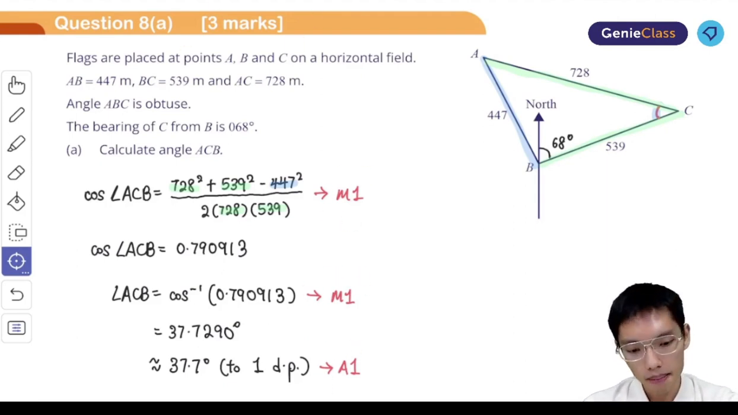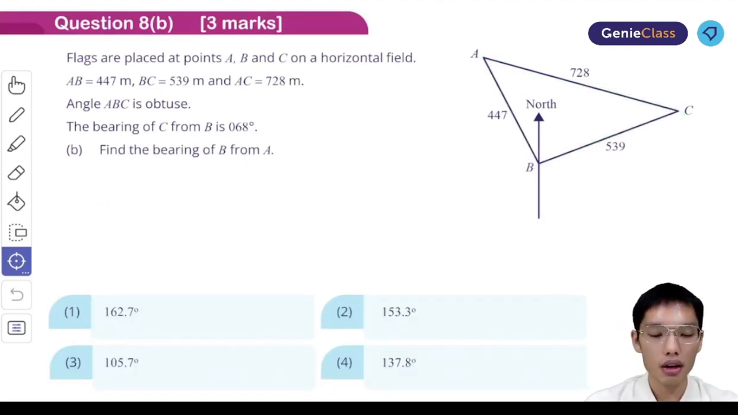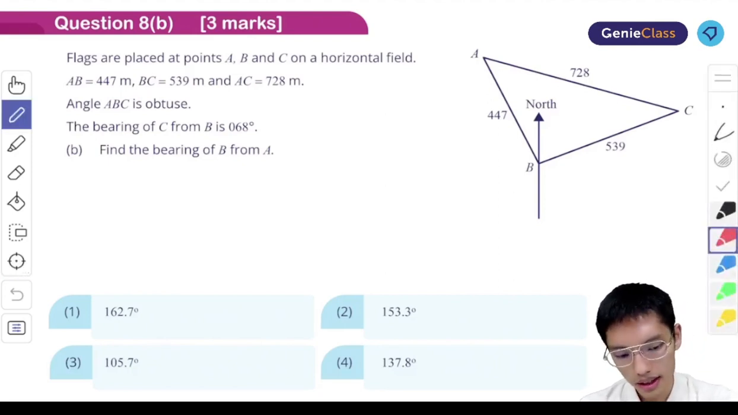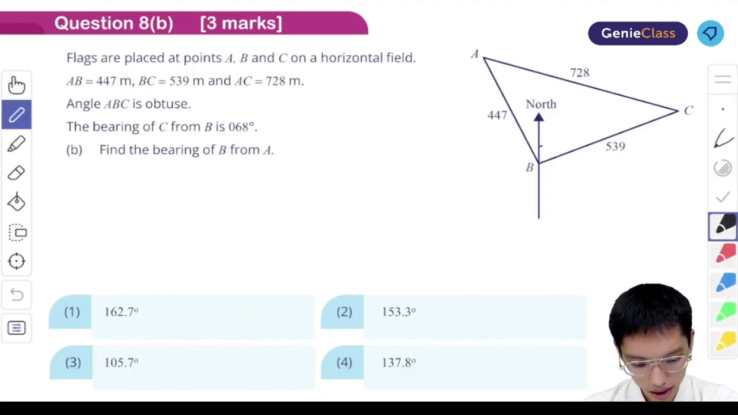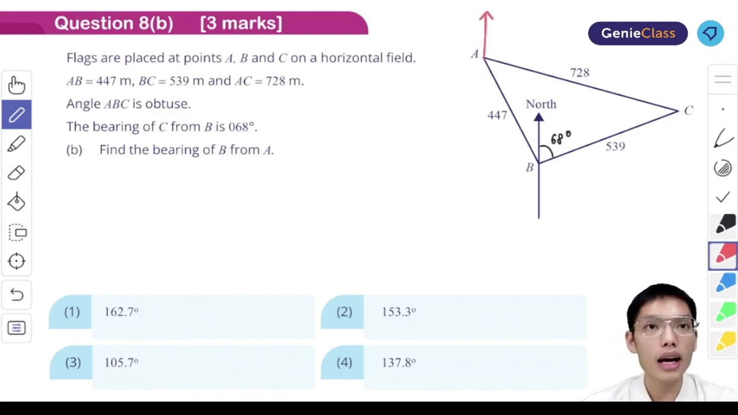Okay, next up, with this, we can branch off. How do we find the bearing of B from A? So that's where, in this case, this might come in handy. Okay, let me give the 68 and B from A. So I'm giving you quite some hints here for those who may fall into the mistake. B from A. So what angle are we finding?